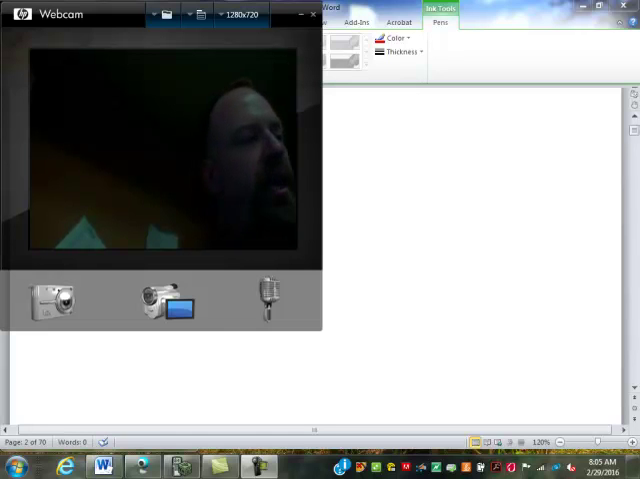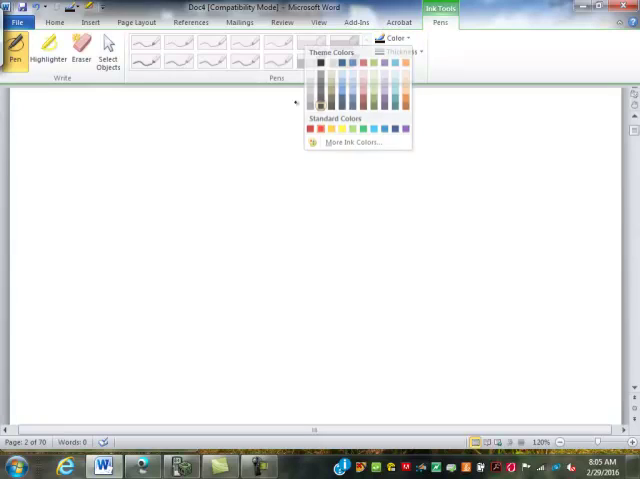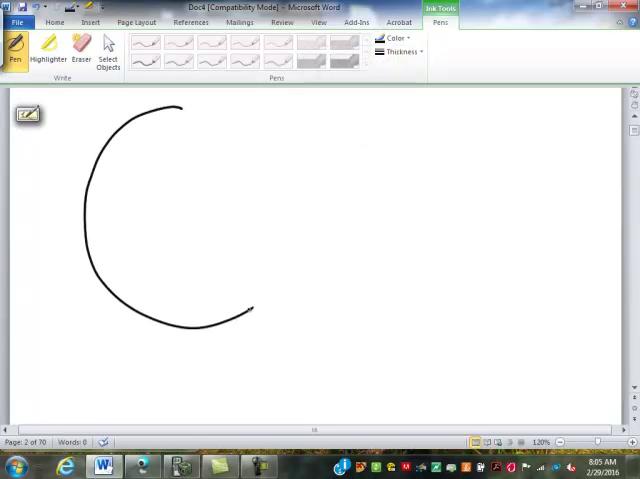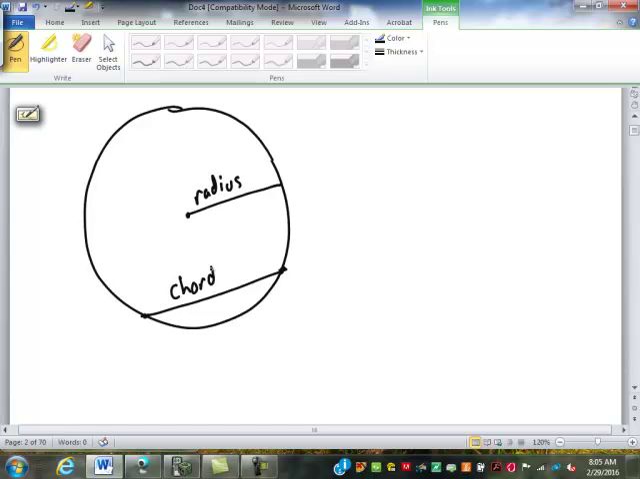Okay, so some things that we need to remember. Parts of a circle. Of course, this is called what? A radius. What's this called? A chord. If that chord goes through the center of the circle, it's called a diameter.